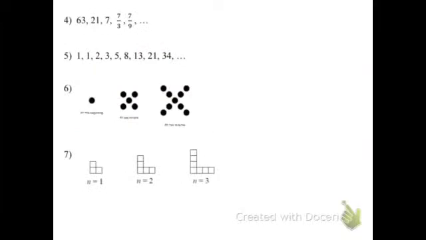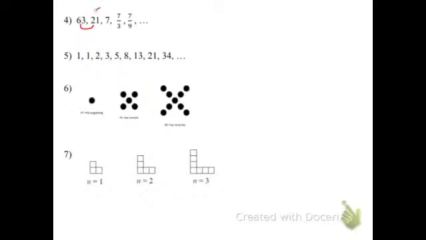Moving on to 4, 5, 6, and 7. On 4, again, people might get a little bit scared because it has fractions. Well, don't start with the fractions. Don't look at these yet. Look at the left ones. How can you go from 63 to 21? Well, you can either subtract 42 or divide by 3.